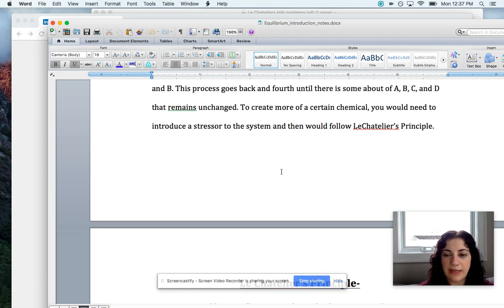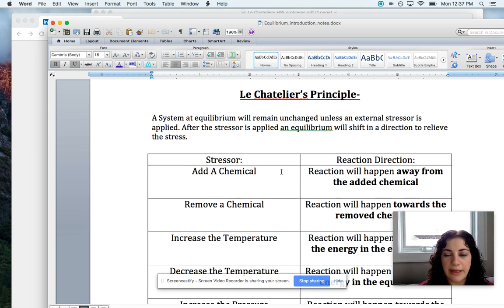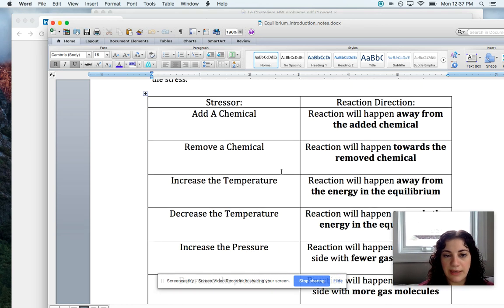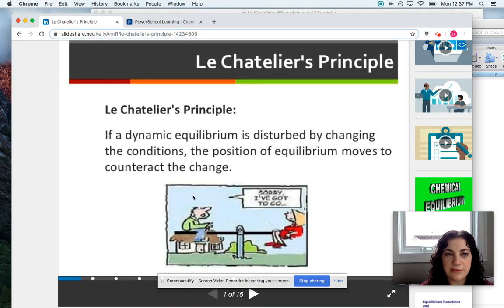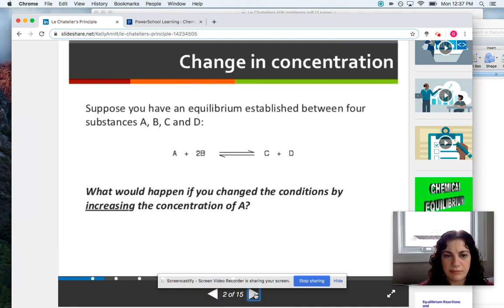I'm not going to read everything to you, but you're going to read that on your own and take notes. So let's flip back here. Okay. So we've got here an example. Okay, so suppose you have an equilibrium established between four substances A, B, C, and D. What would happen if you change the conditions by increasing the concentration of A?